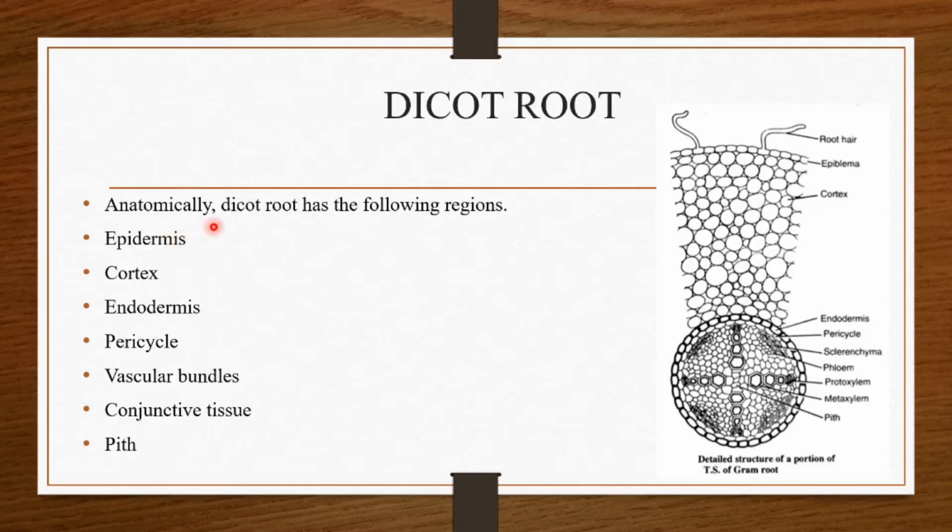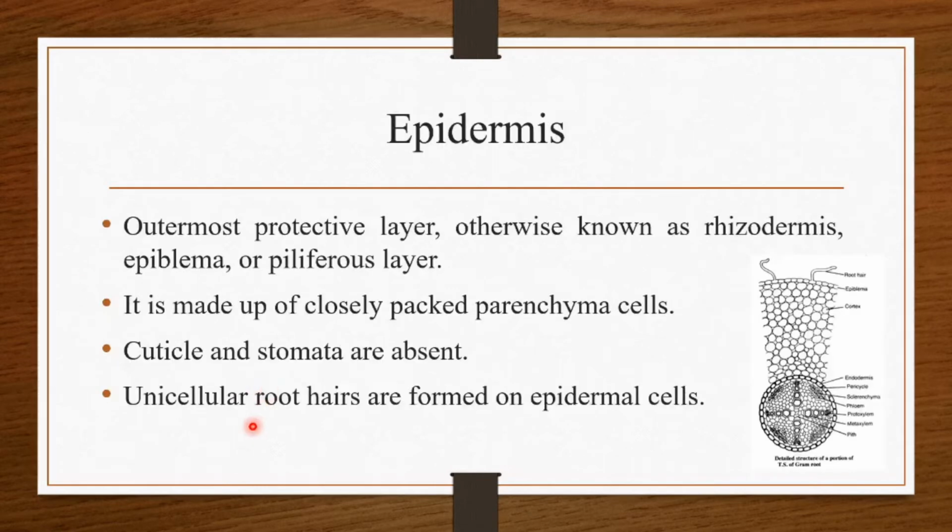When taking a cross section of dicot root, it contains the following regions: epidermis, cortex, endodermis, pericycle, vascular bundles, conjunctive tissue and pith. First part is the epidermis. It is the outermost protective layer and it is known as rhizodermis or epiblema or piliferous layer.